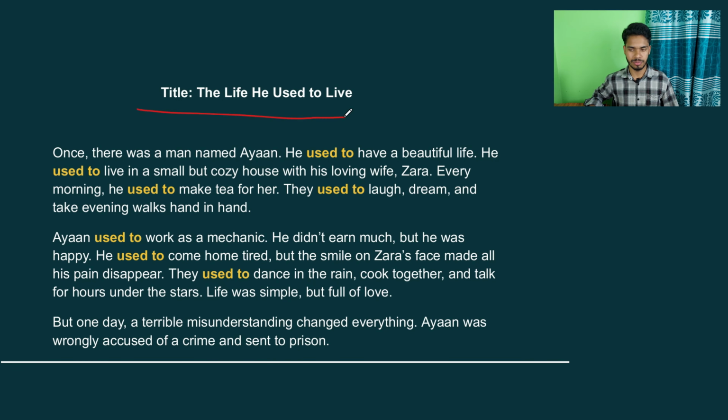Here we are watching a title, The Life He Used to Live. Once there was a man named Ian. He used to have a beautiful life. He used to live in a small but cozy house with his loving wife Zara. Every morning he used to make tea for her. They used to laugh, dream, and take evening walks hand in hand. Wow, what a wonderful life he had, right?